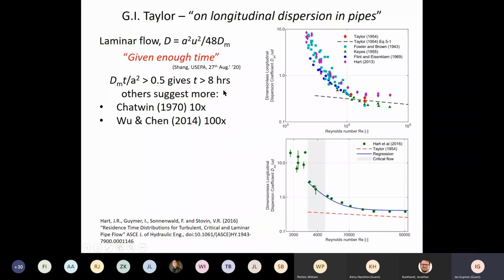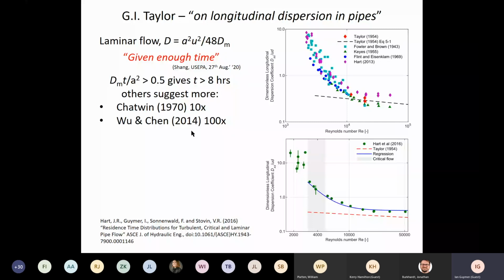And so I suspect in building or premise plumbing that 8 hours of moving at constant velocity is unlikely. You've then got work from other people. So Phil Chatwin in 1970 said, well, that might be an underestimation. It might be 10 times more than that, so it gives up to 80 hours. And Wu and Chen in 2014, again, said, depending on how accurately you want to model this, it could be 100 times more.